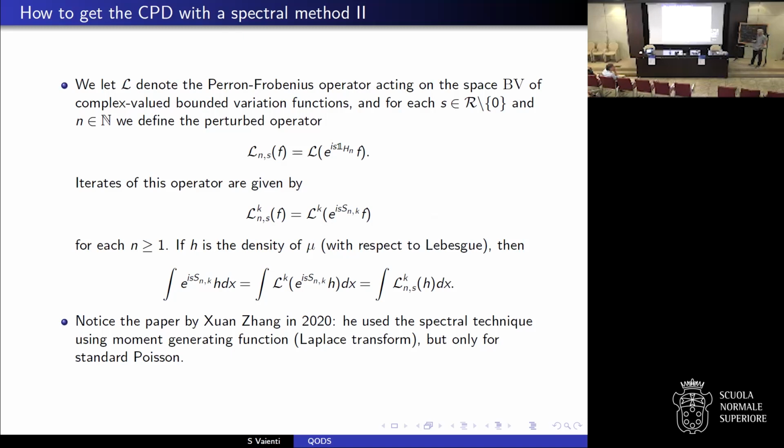But before showing you the computation, there was a paper in 2020 by Zhang, where he applied the same spectral technique, but not taking the characteristic function, but taking the Laplace transform. I know the Laplace transform is very close to the characteristic function. Instead of s, you use is. So it's basically the same. But he only did a part of the work. He developed the theory only to get standard Poisson. He didn't go to compound Poisson. And what we are doing here is, I will show you that all the limiting variables which we get are compound Poisson. This is interesting, I think.